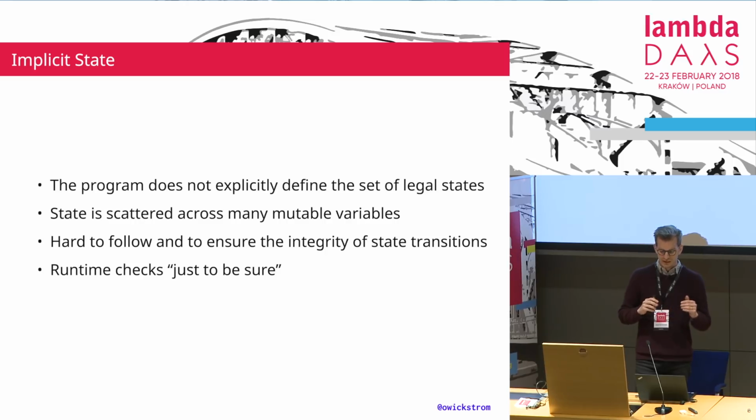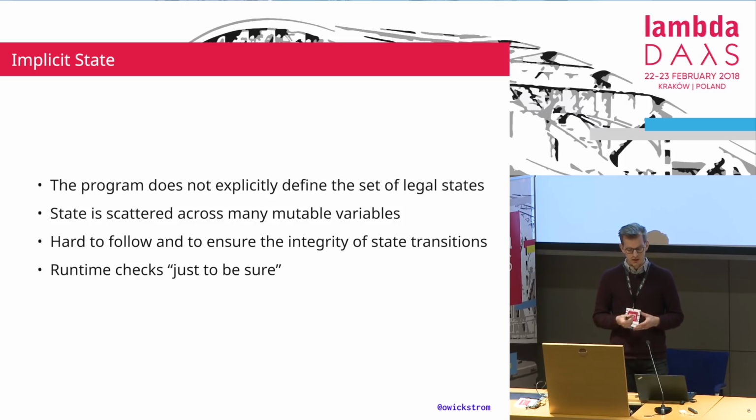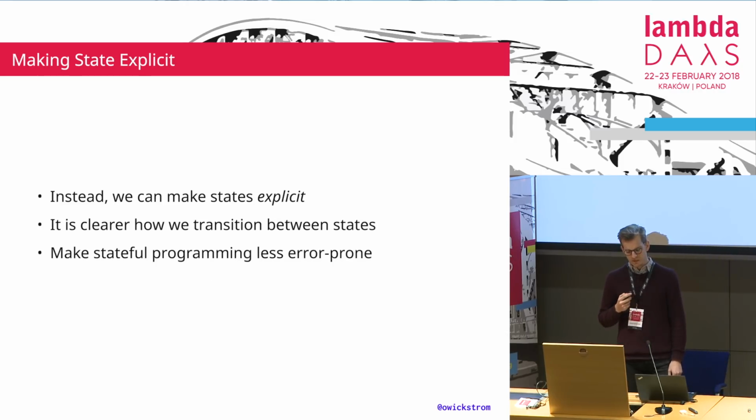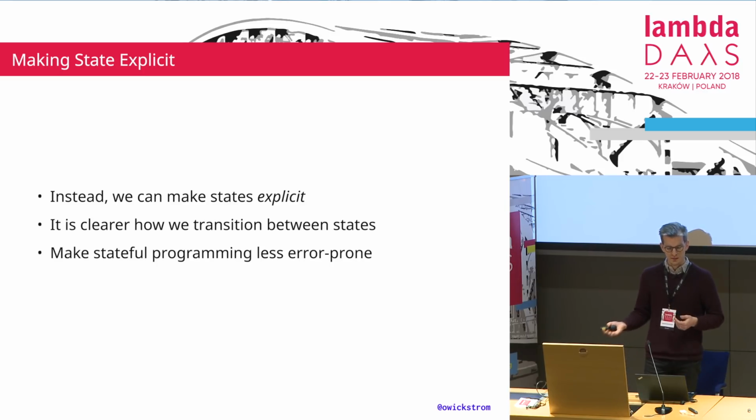State is instead scattered all over many mutable variables, and it's very hard to follow the program execution and see what's going on, and to verify the integrity of state transitions. And then you start sprinkling runtime checks all over and do defensive programming. So instead, we want to make states explicit. Then it's much more clear how we transition between them, and it makes stateful programming less error-prone.